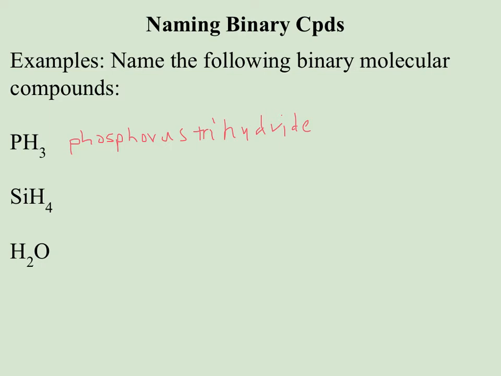Looking at my second one, I have silicon as my first element. Hydrogen again is my second element, so this again would be hydride. And now I have four of them, so my prefix is tetra. And you just write it all as one word. You don't need a hyphen or anything, just tetrahydride.